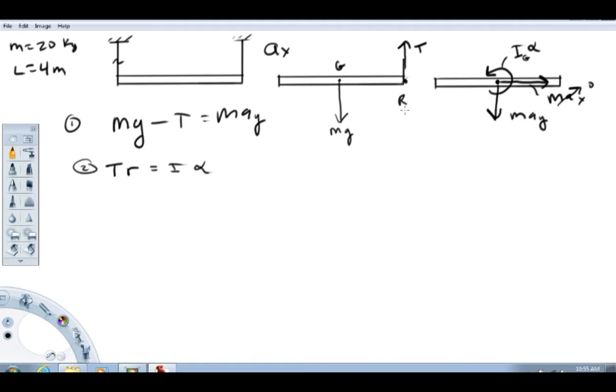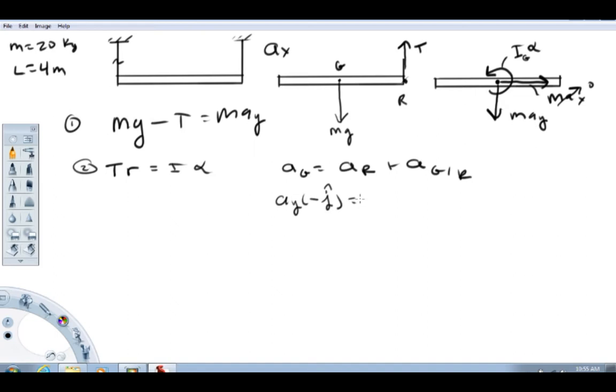So the acceleration of point G has to equal the acceleration of point R plus the acceleration of G with respect to R. Now, the acceleration of point G is what I'm calling this a_y here, and that's in the minus j direction.